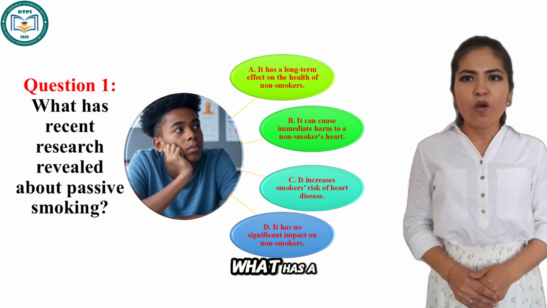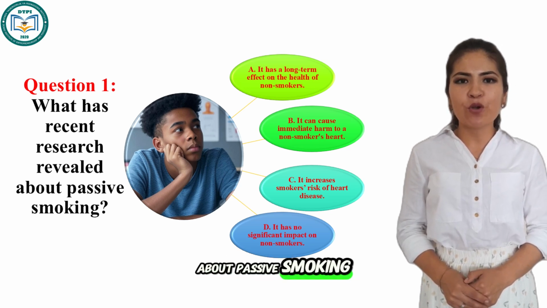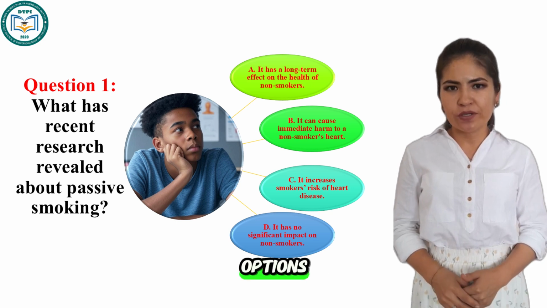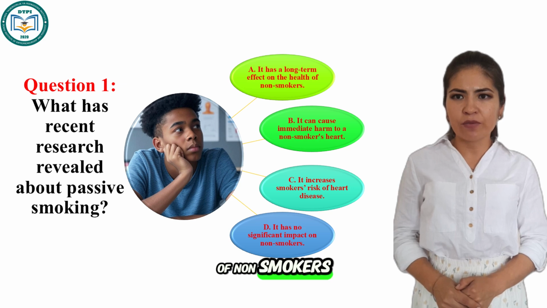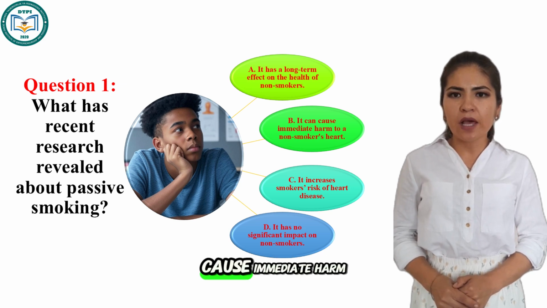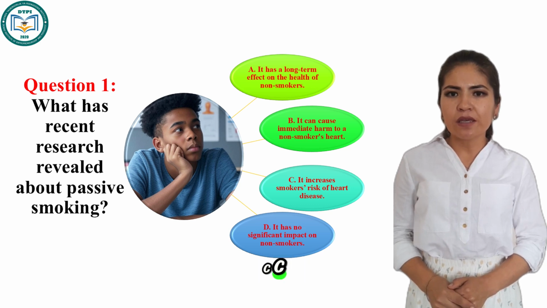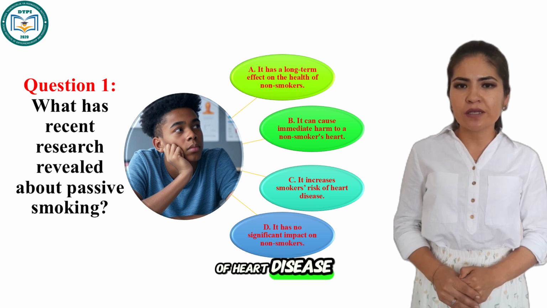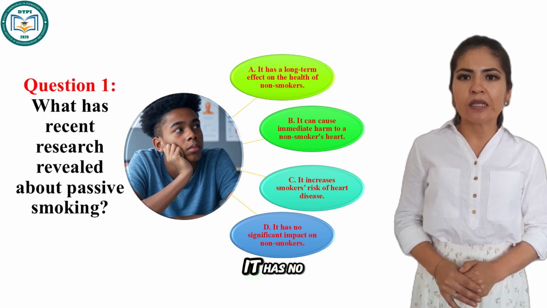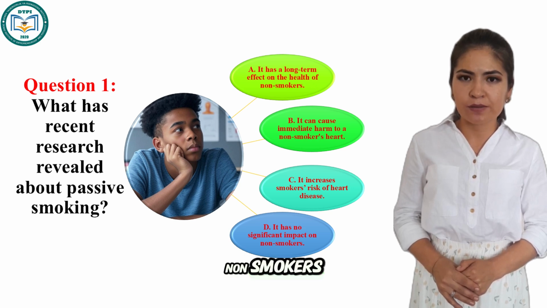Question 1. What has recent research revealed about passive smoking? There are 4 options. A. It has long-term effect on the health of non-smokers. B. It can cause immediate harm to non-smokers' health. C. It increases smokers' risk of heart disease. And last one, D. It has no significant impact on non-smokers.